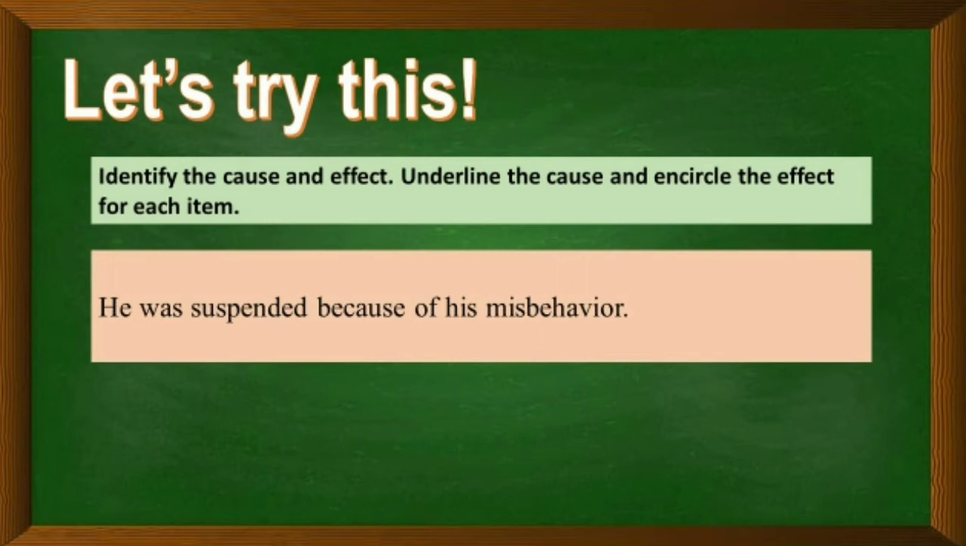We have: He was suspended because of his misbehavior. This is the sentence which shows cause and effect relationship. Now the question is, which is the cause? Then you have to underline it, and which is the effect, you have to encircle it. So in this example, you have to underline because of his misbehavior, because this is the cause or the reason of the effect, which is he was suspended. Here the result or the effect is he was suspended, so you should encircle this part.